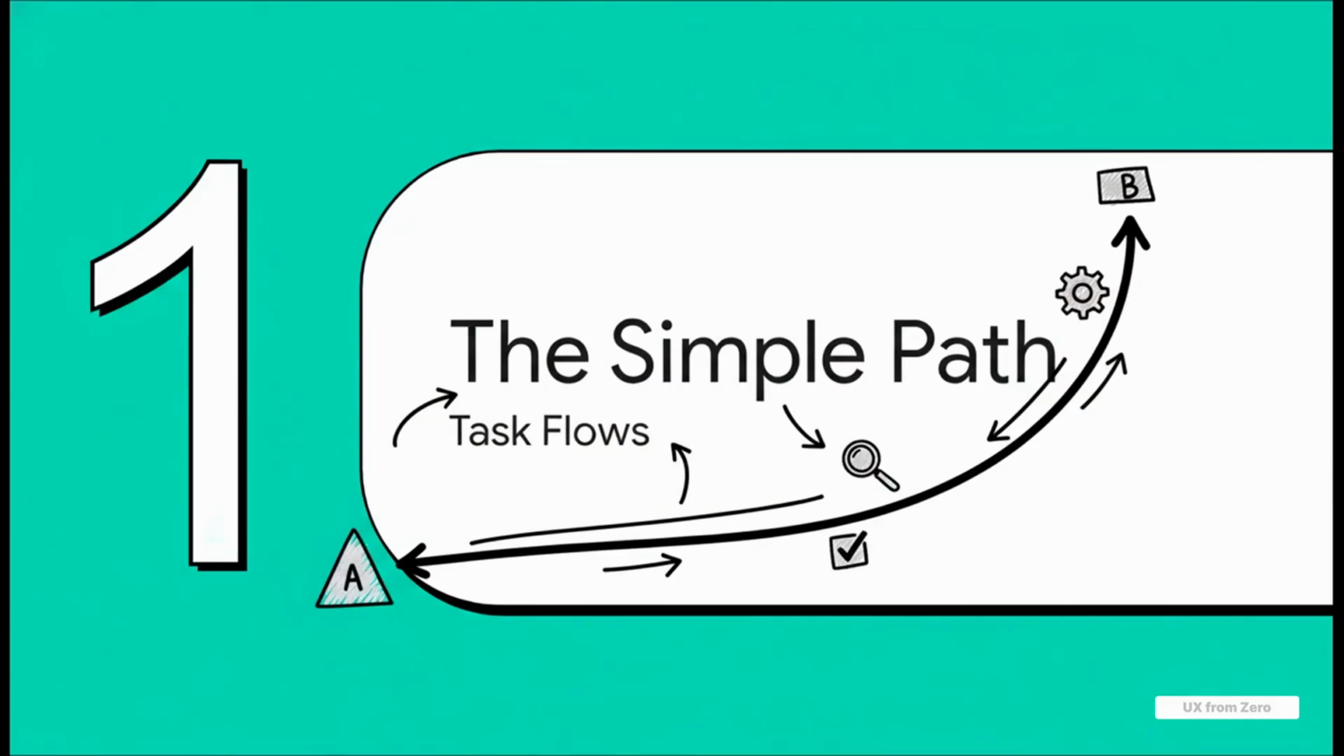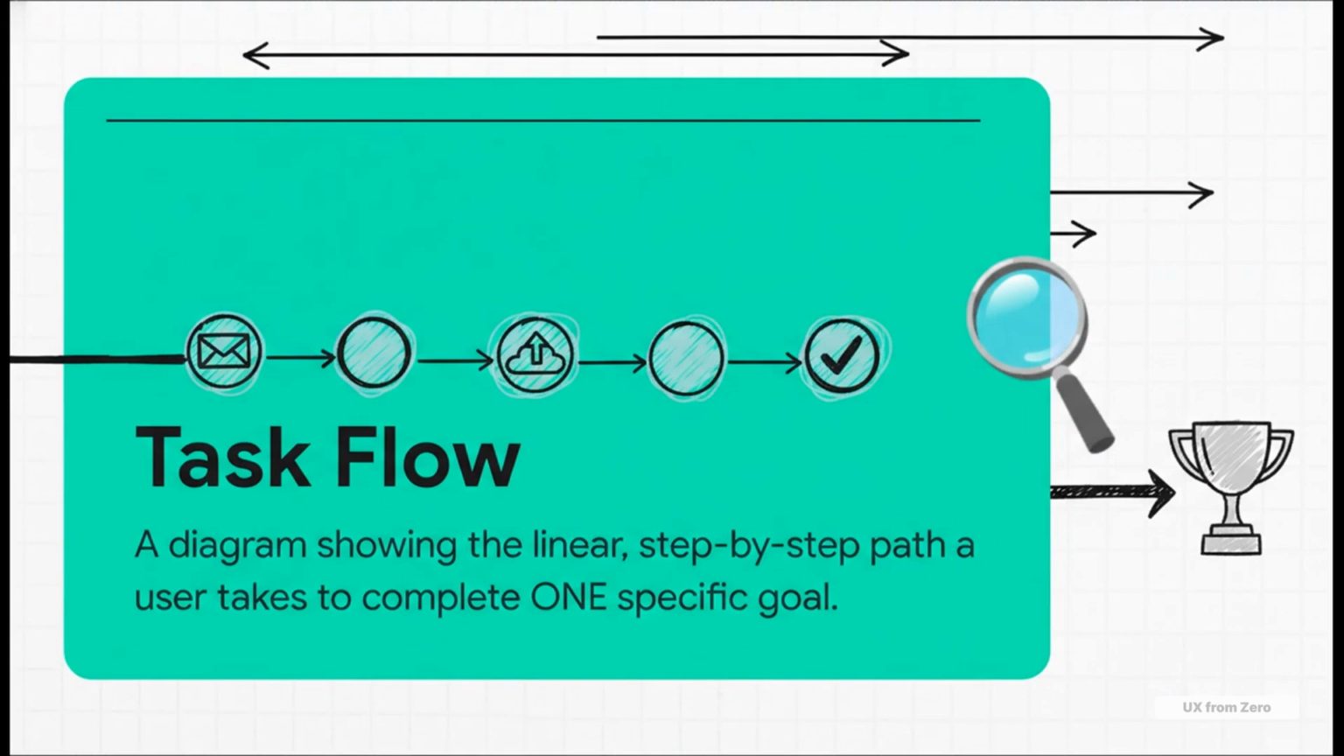So let's start with the simpler of the two maps. This is the most direct route, the straight shot from point A to point B. We're talking about the task flow. I mean, the name kind of gives it away, right? A task flow maps out, well, a single task. It's a straight line showing the exact sequence of steps a user follows to get one and only one specific thing done. Think uploading a photo or signing up for a newsletter.